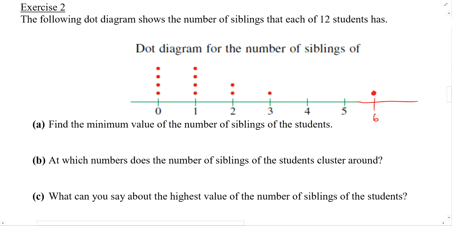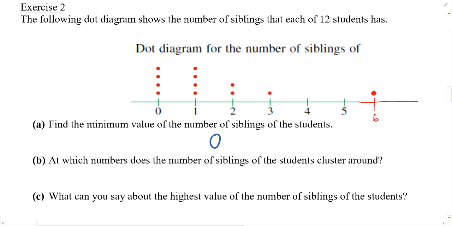Okay, so there are 12 dots. Your notes are correct. When you go home, you'll see the 6 over there with the dots. Okay, let's do part A. Find the minimum number of siblings of the students. What's the minimum? Minimum, how much?